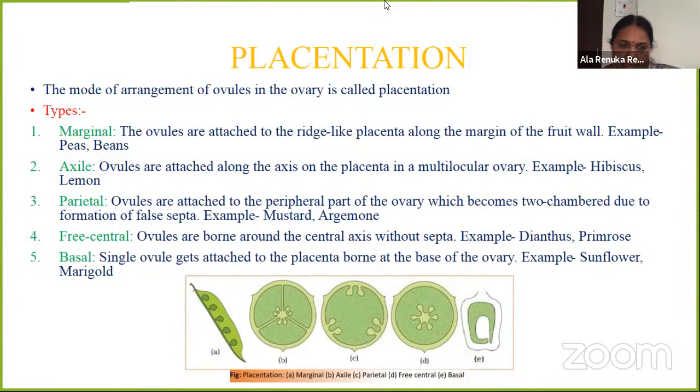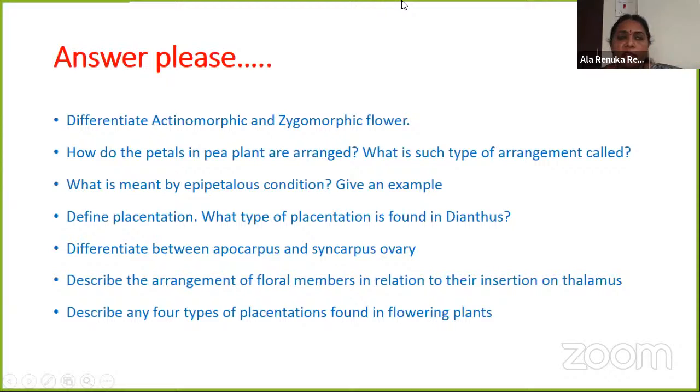And all these, till now, what we have seen is different types of flowers. What did we see? What did we learn? We have seen actinomorphic and zygomorphic flowers. Differentiate between actinomorphic and zygomorphic flowers is an important 4 marks question again.